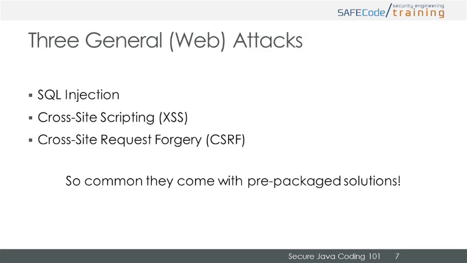The three kinds of attack we're going to talk about next are covered in detail in other SAFECode e-learning courses. These types of attacks are so prevalent that it is important to know how to avoid them while coding in Java. They have also caused so much pain that their solutions are now pre-packaged and readily available. Please refer to the corresponding courses for more details on these attacks.